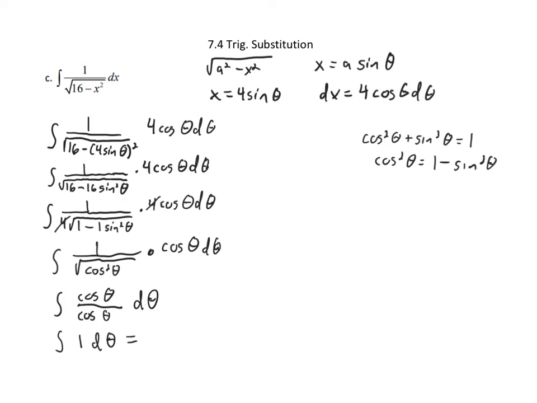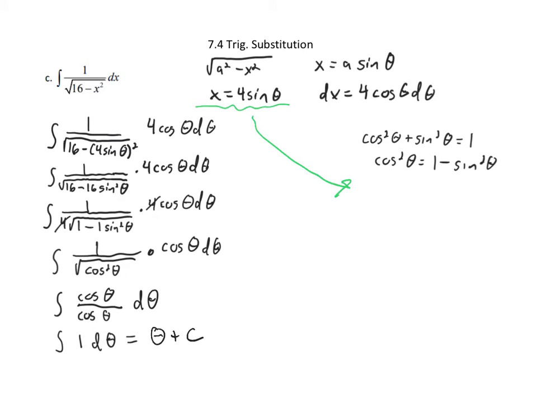And if we integrate 1, it would just be the variable. Right now we're integrating in terms of theta, so if we integrate 1 d theta, we get theta plus c. But our original problem was in x. We don't want theta, we want an x. So let's look at x equals 4 sine theta and see if we can somehow get theta to actually be in terms of x.